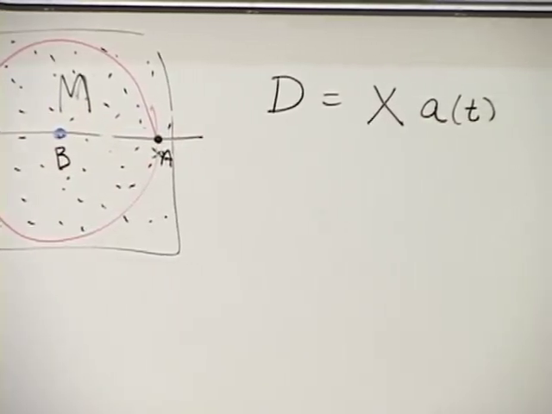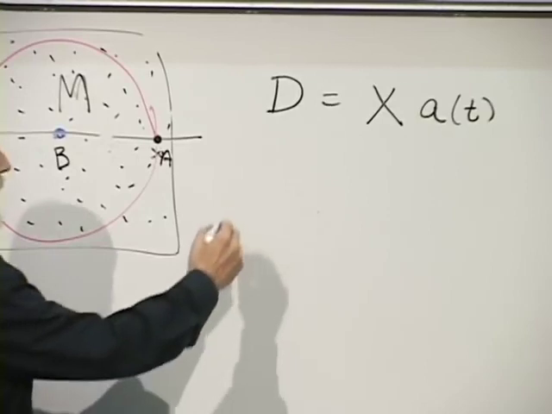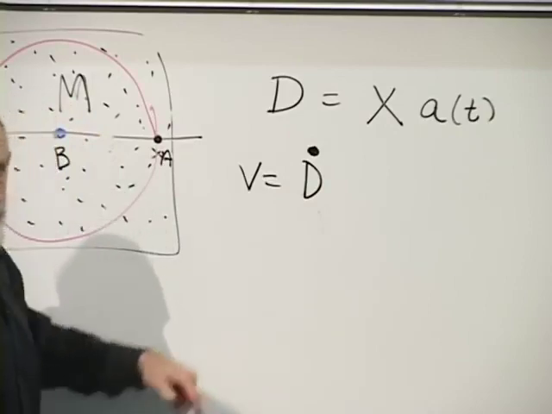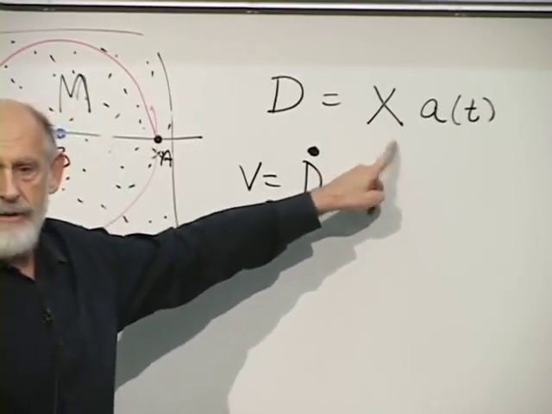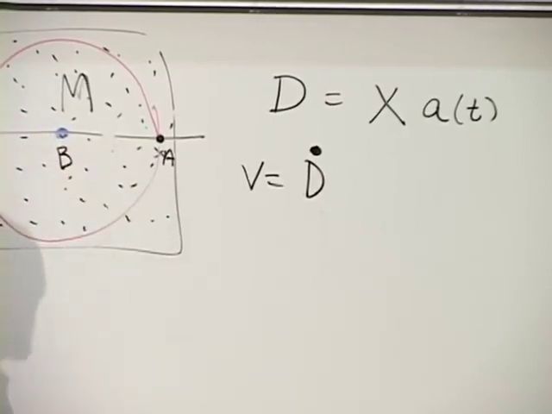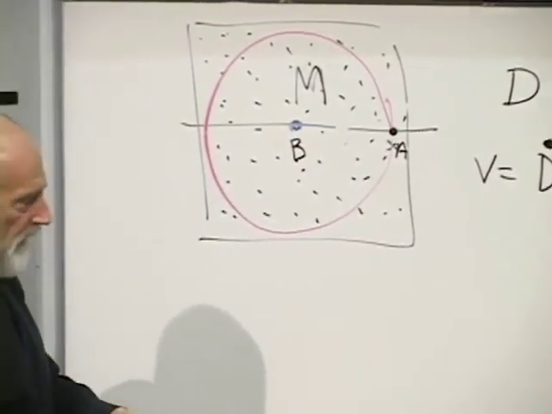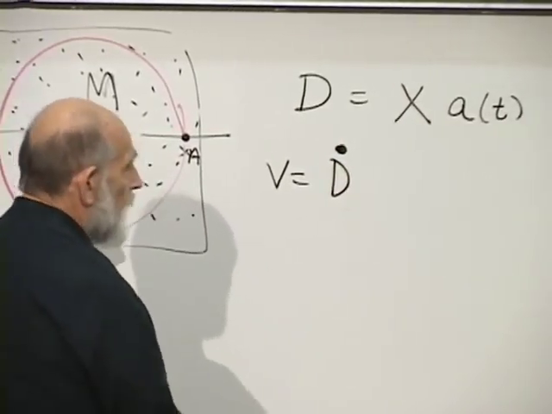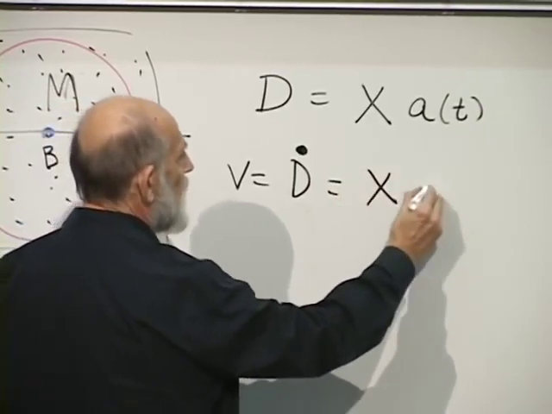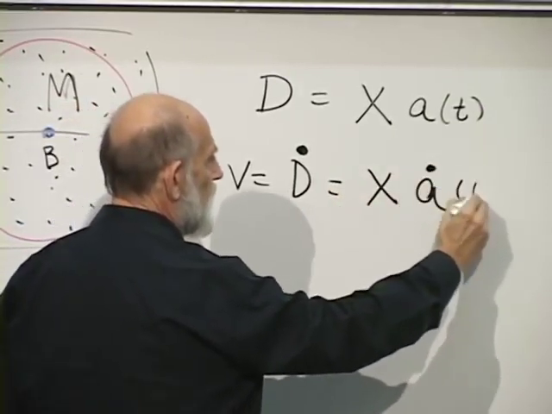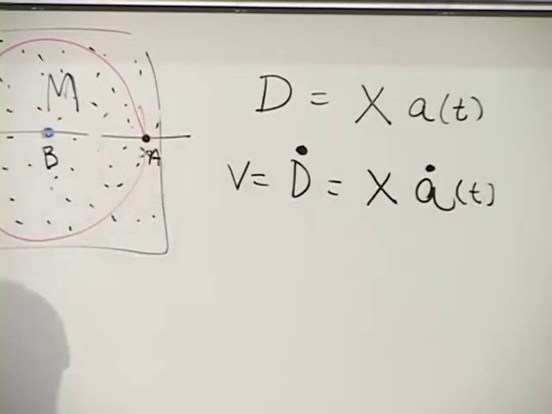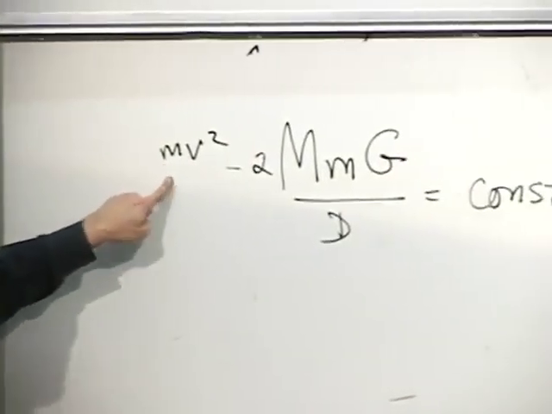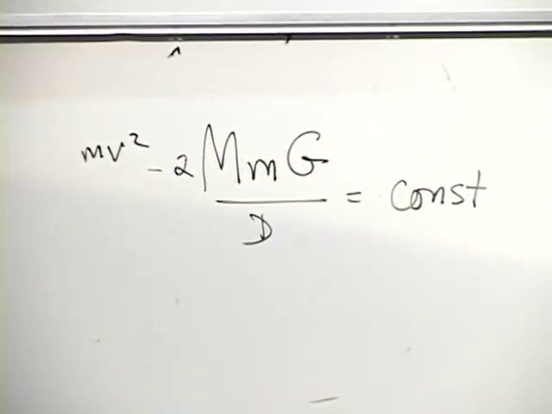What about Alice's velocity relative to Bob? That velocity is equal to the time derivative of d. Now, does x change with time? No, x is just the coordinate fixed, embedded inside Alice, moves with Alice. So x does not change with time, but a can change with time. That's equal to x times a dot of t. Let's use that in this equation over here for this particular galaxy. This is all we need.